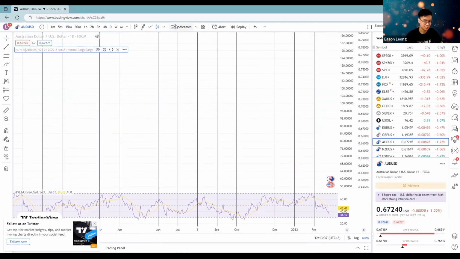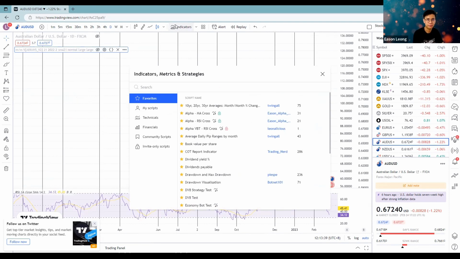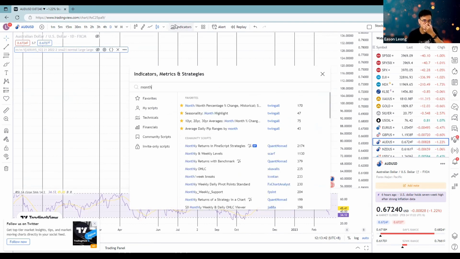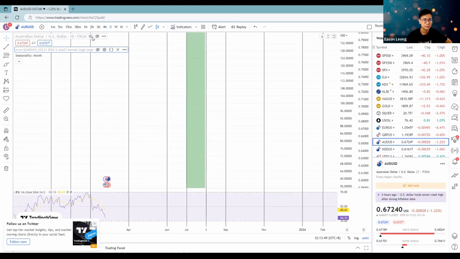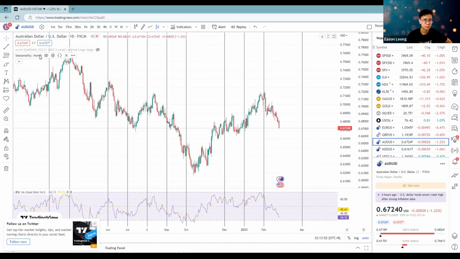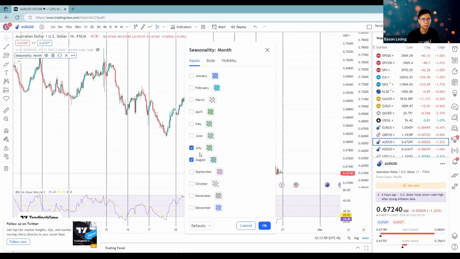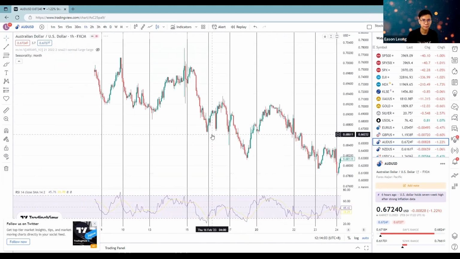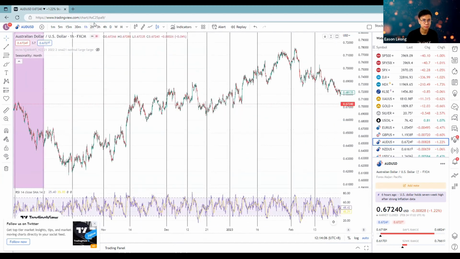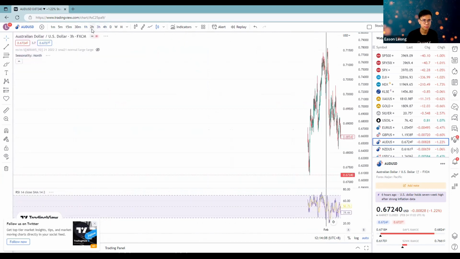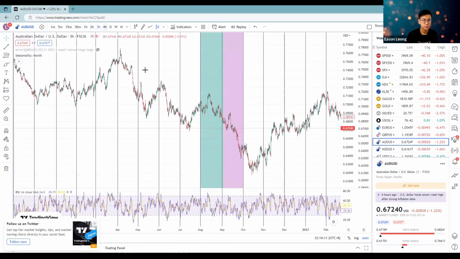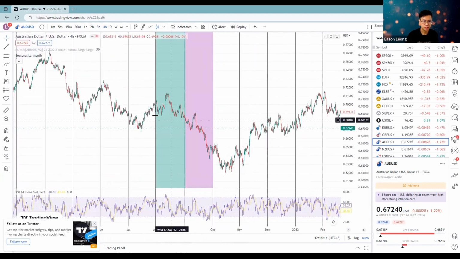So I open up another indicator, called seasonality monthly highlight. Okay, so you need to have this indicator in order to plot the thing for you guys. I go to the lower time frame and plot the monthly chart. So I plot August and then September. Okay, so this is a 4 hour time frame. This itself is August and this itself is September.